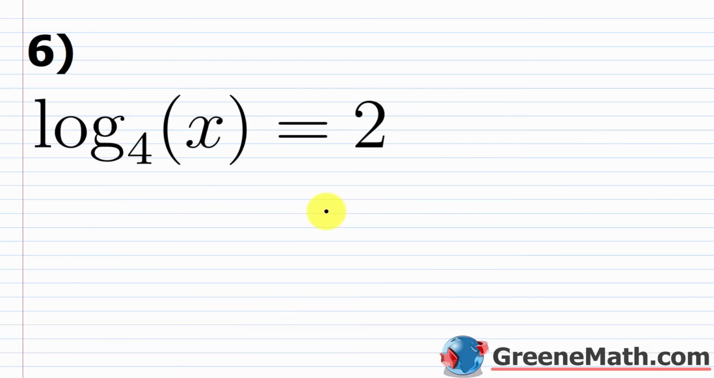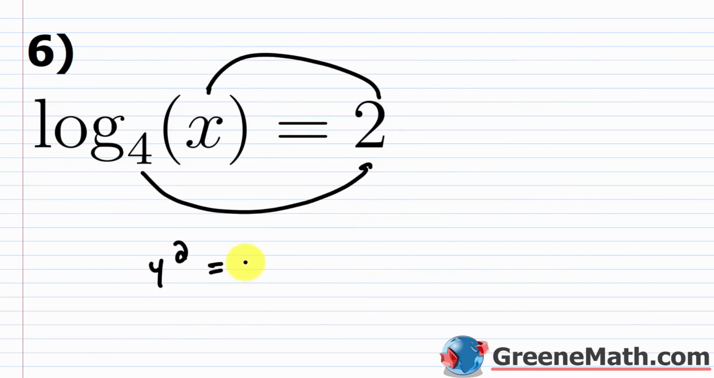Okay, let's look at problem 6. Here we have log base 4 of x is equal to 2. So again, to put this into exponential form, you'd have 4 squared is equal to x. So we know that 4 squared is just 16. So we would say x is equal to 16.